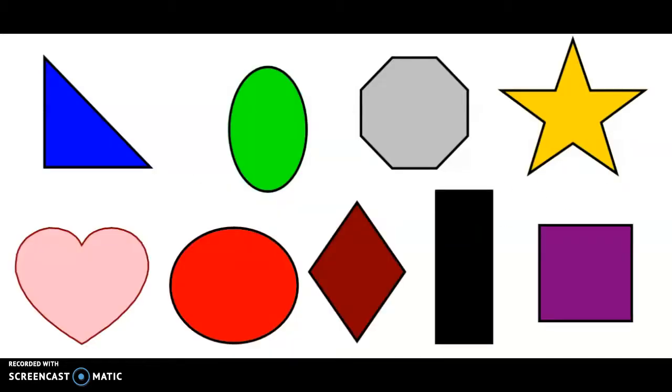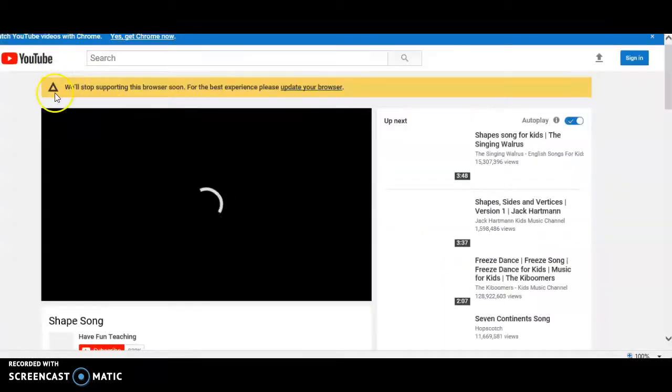I'm looking at some shapes. Who can help me find? Let's go for the heart, because I am so happy and filled with love today. Where is that heart? Can you find it? There it is. What color is that heart? Pink is right. How about if we do our shape song? Is everybody ready to do our shape song? All right, let's go ahead and do our shape song.